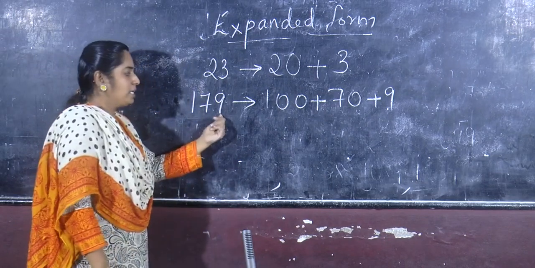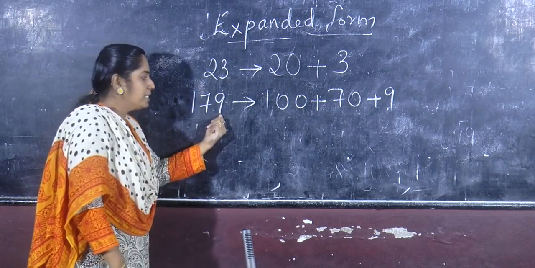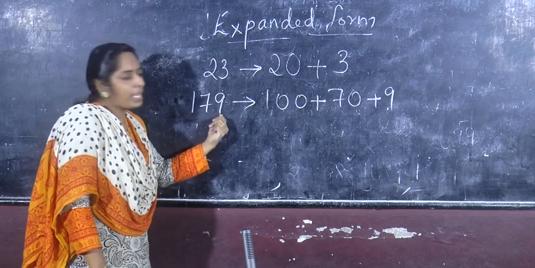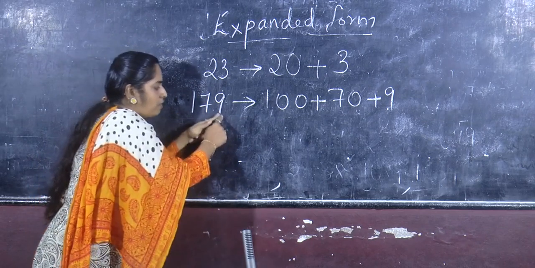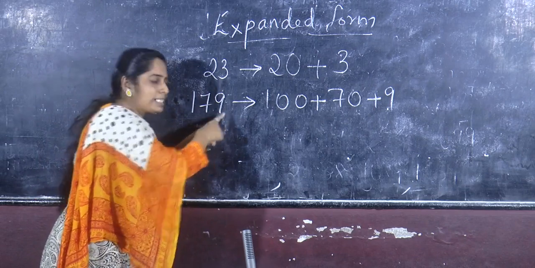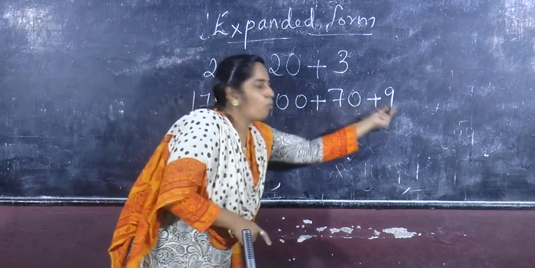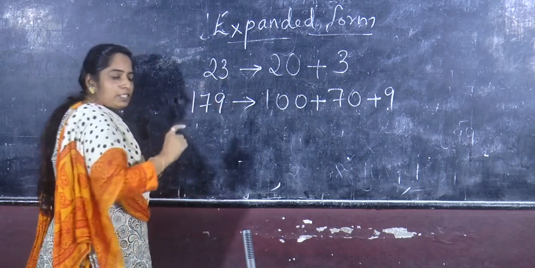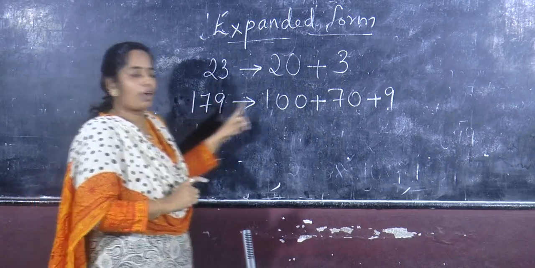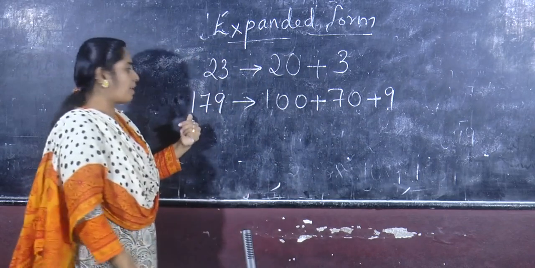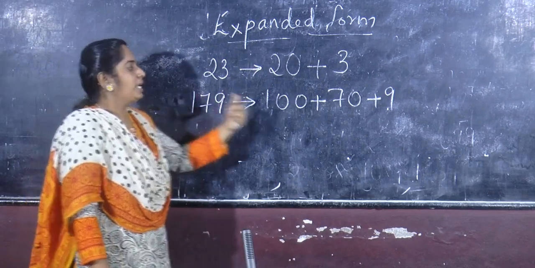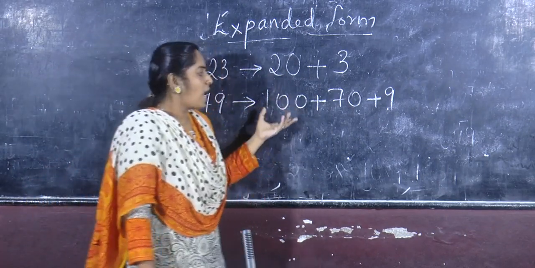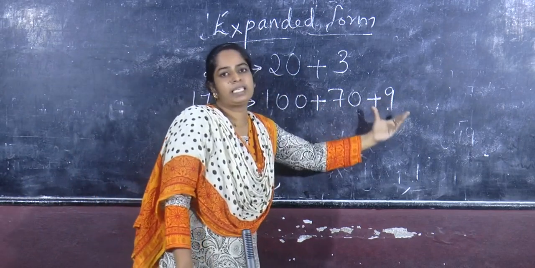And here they will be sitting in one place. That is 9. In this number 9 is in the ones place. So 9 will not be here, 9 will be sitting in the ones place itself. So here 9 ones. And 7 stands in the tens place. So 7 tens means what? It is 70. 1 is in the 100 place, so it is 100. That is 100 plus 70 plus 9.